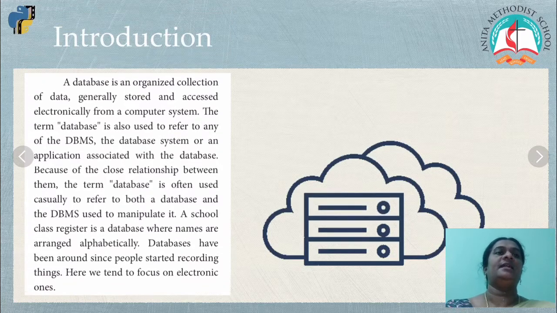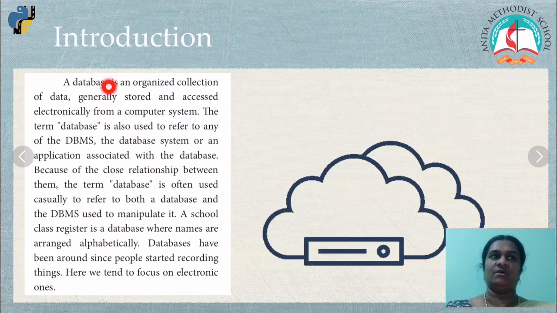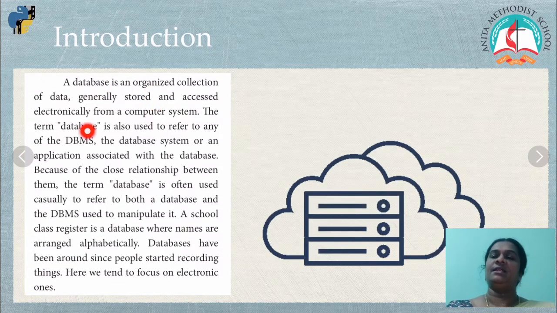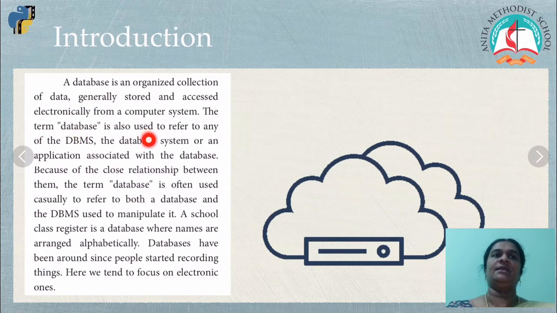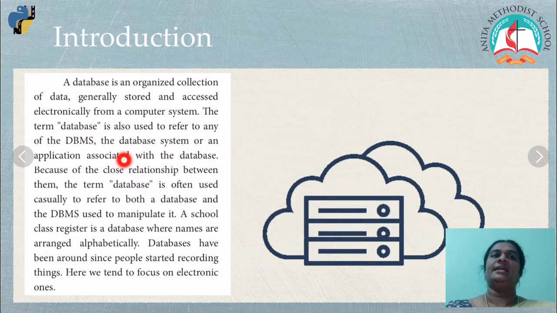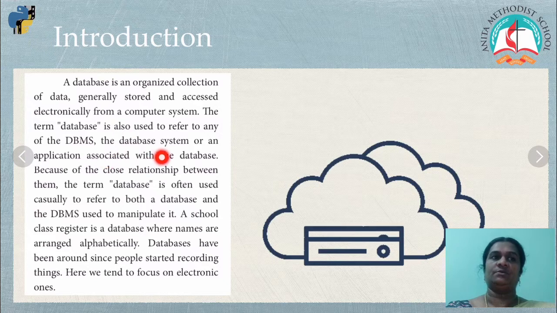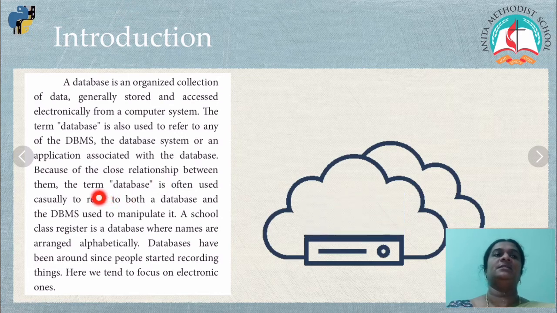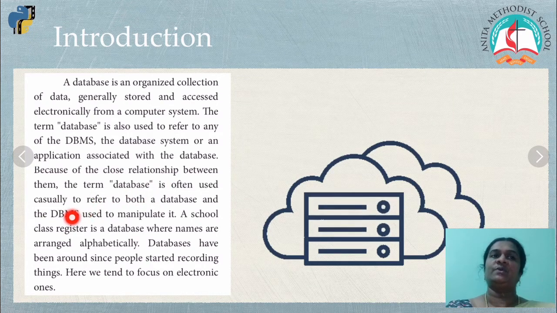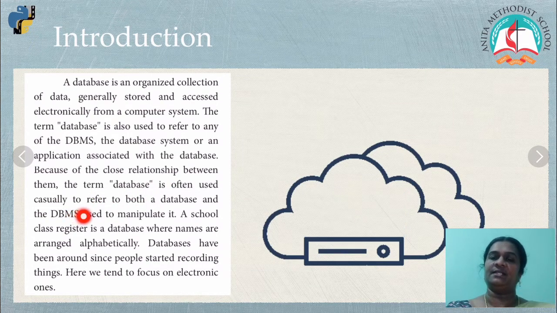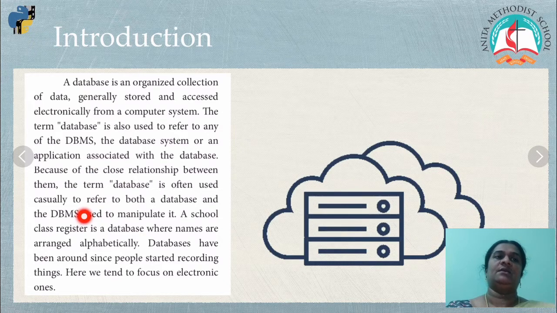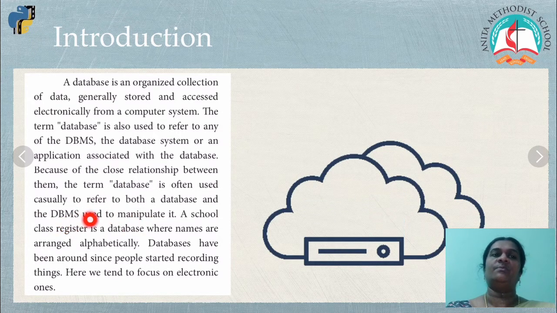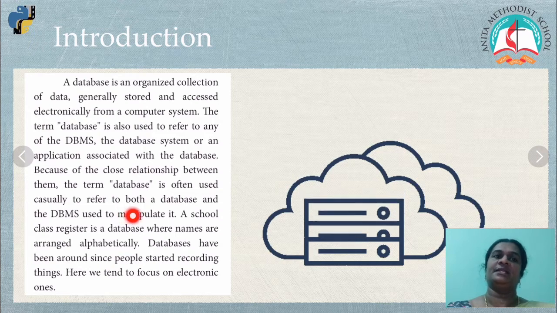See here, a database is an organized collection of data generally used to store and access values. The database system is an application associated with a database. Because of the close relationship between them, the term database is often used casually to refer to both the database and the DBMS. To manipulate. What is manipulate? To process or calculate the data.